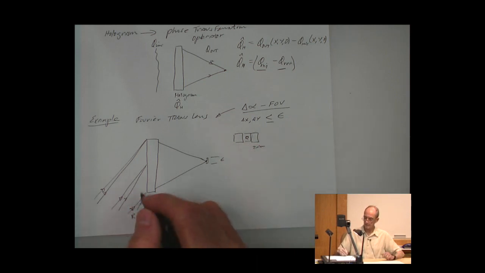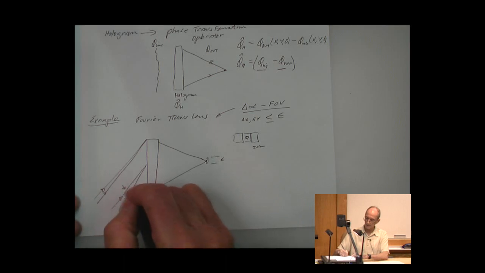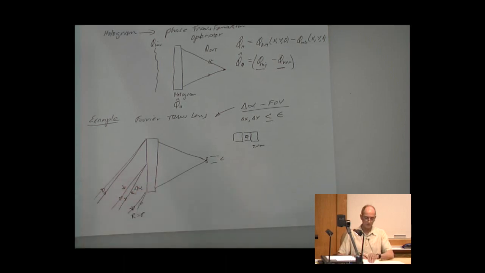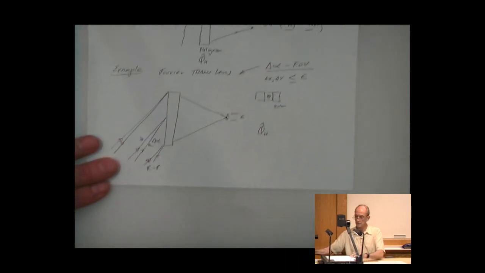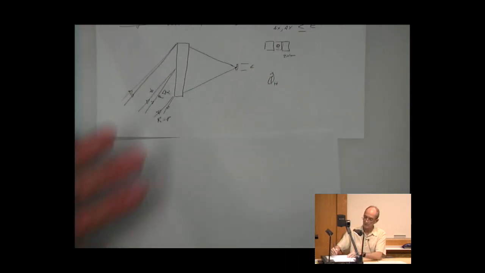So let's use that to give us a field of view here, this delta alpha. All right. Okay. So what functional operator do we need here for the hologram? So we want to know what is the operator function that we need, as we defined it up here.